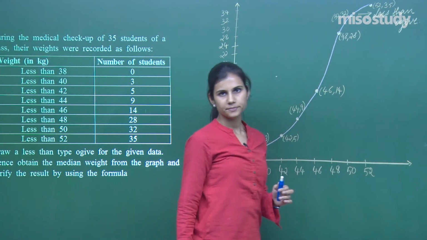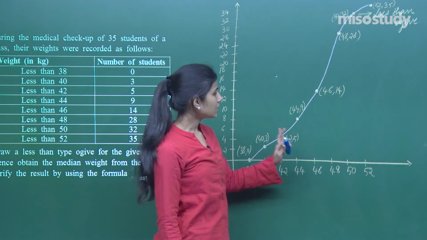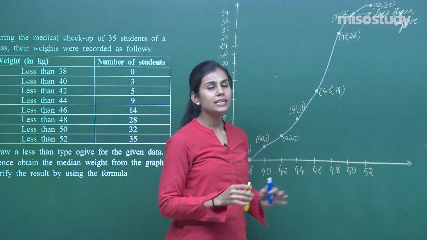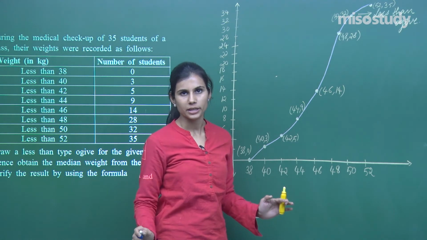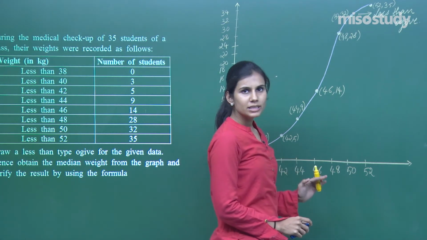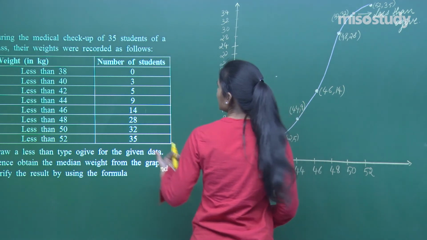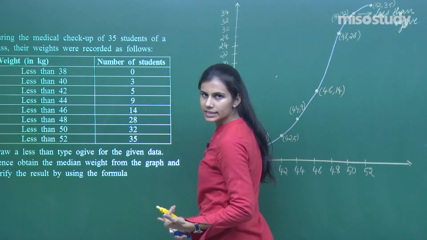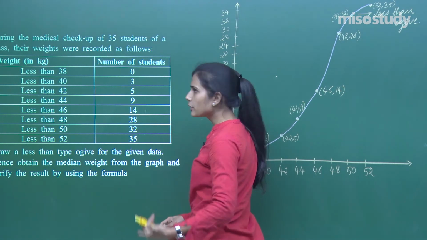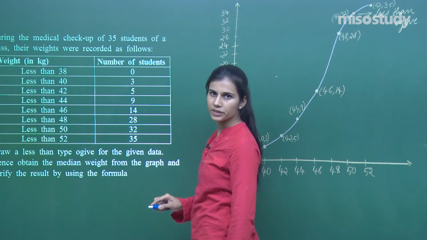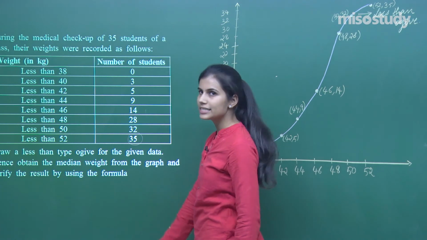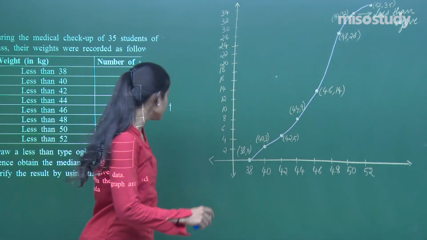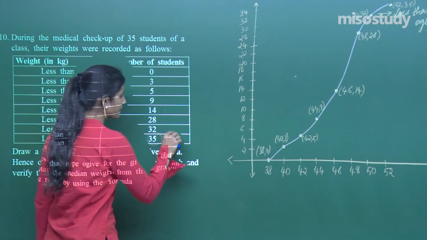Now that you have this less than ogive with you, find out the median with the help of the less than ogive and then verify by your actual formula. So what was the algorithm? Compute capital N. Capital N is the sum of all frequencies. This is the column of cumulative frequency. In the column of cumulative frequency, the last digit that you get is actually equal to the sum of all frequencies. So this is your actual capital N.